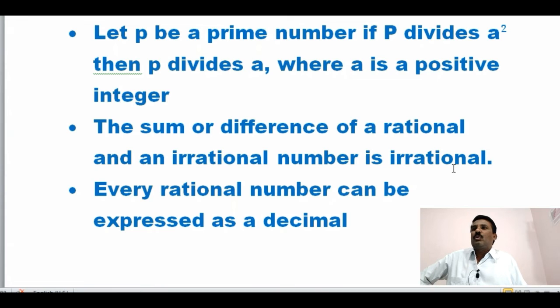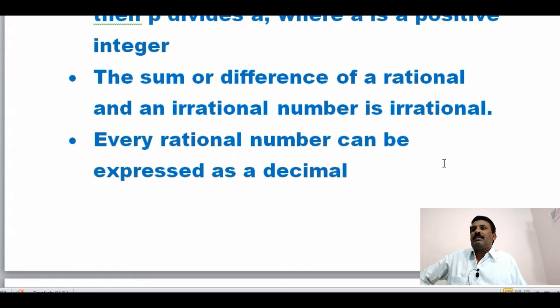For example, 2 plus root 3. 2 is a rational number, root 3 is an irrational number. Their sum or their difference becomes an irrational number. That is, 2 plus root 3, even though 2 is a rational number and root 3 is an irrational number, together we call it an irrational number.